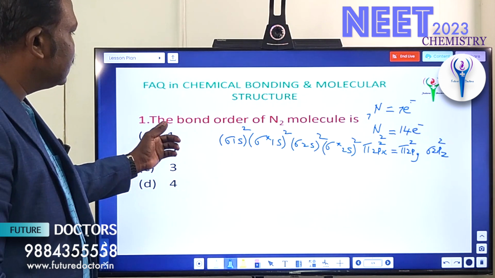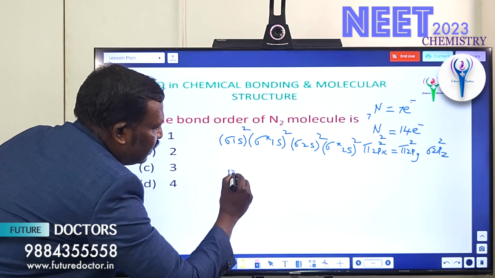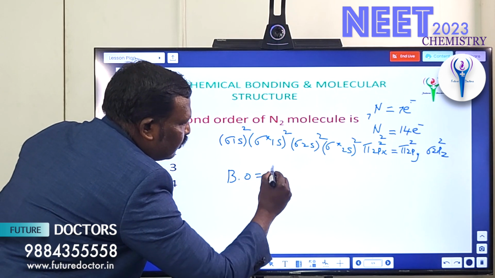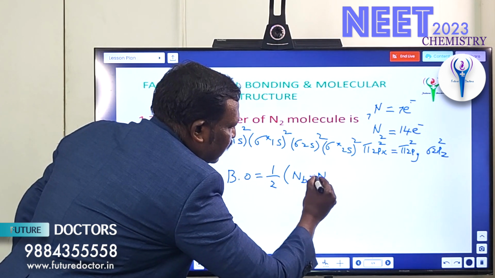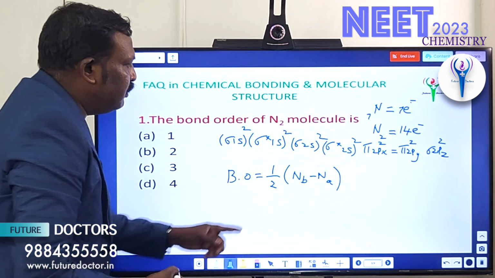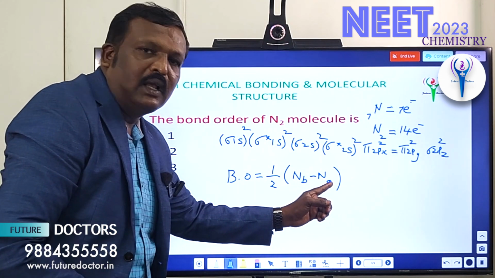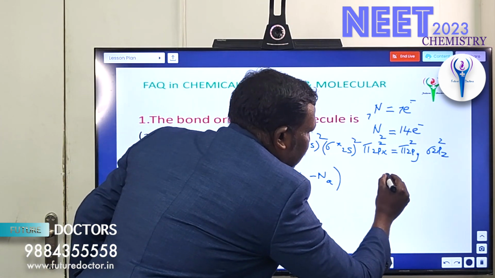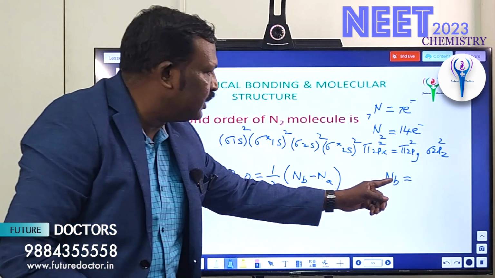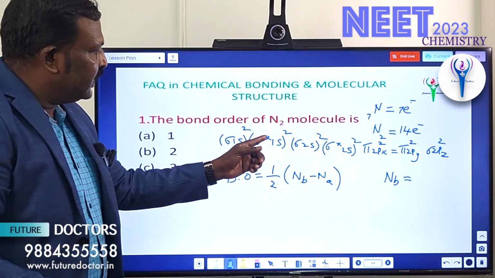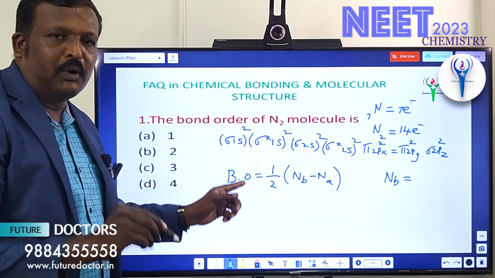Very simple one. What's the question? The bond order of the nitrogen molecule. The bond order formula is 1/2 (NB minus NA). It's the formula. Understood? NB means the number of electrons in bonding molecular orbitals. NA means the number of electrons in anti-bonding molecular orbitals. If any star symbol is present, that's called an anti-bonding molecular orbital. If there is no star symbol, that's called a bonding molecular orbital.